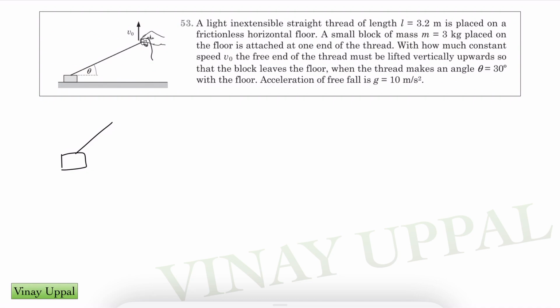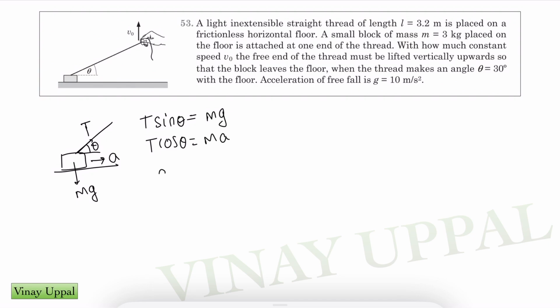So at the instant the block leaves the floor, the tension should overcome mg. The vertical component of tension, T sin theta, should be equal to mg, and of course the horizontal component of tension will provide the acceleration. If I just divide, I'll get acceleration as g cot theta, and theta here is 30 degrees. So at the instant the block gets lifted off, the acceleration is g root 3.